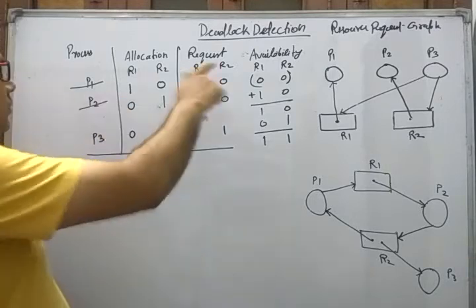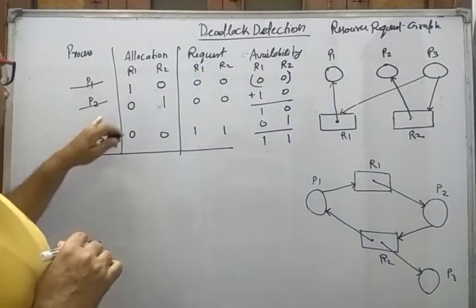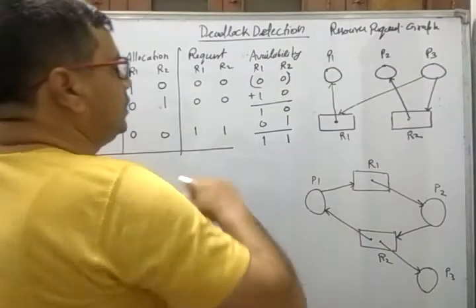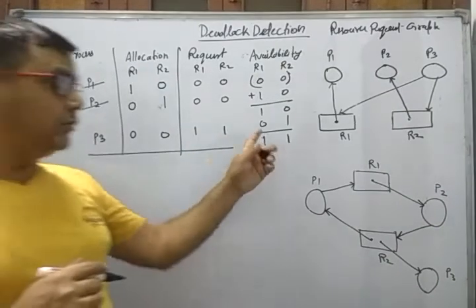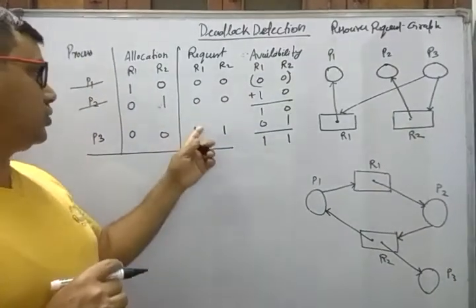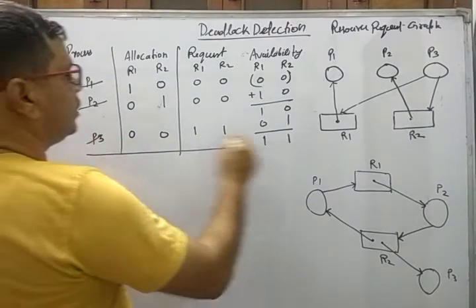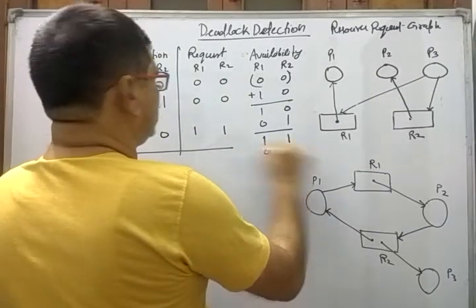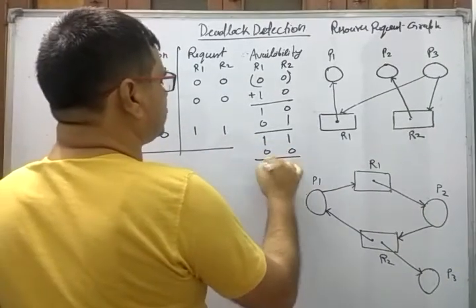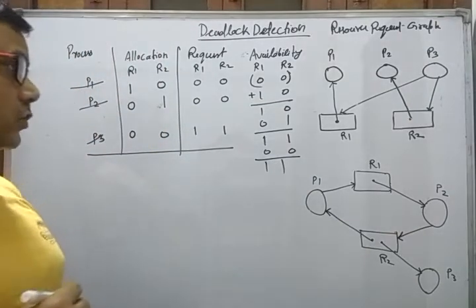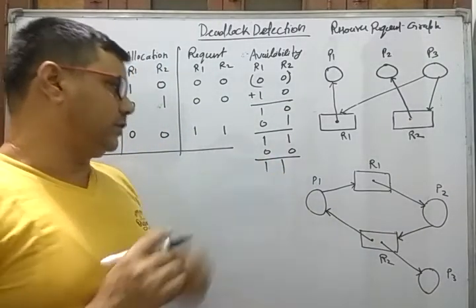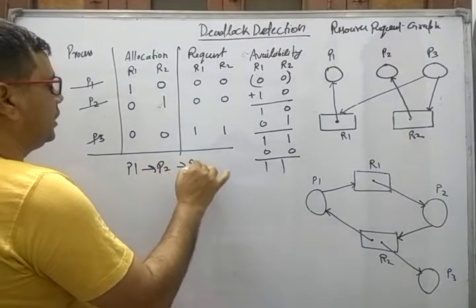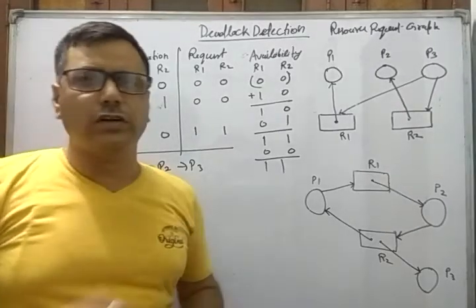Right now process P1 executed, process P2 executed, and now process P3's request is 1, 1, and the availability is 1, 1. That means this availability will meet the requirement of process P3. So P3 will be executed, and its allocated resource will be released. Final resource is 1. It means all the processes P1, P2, P3 have executed. That means the system is not in a deadlock state.